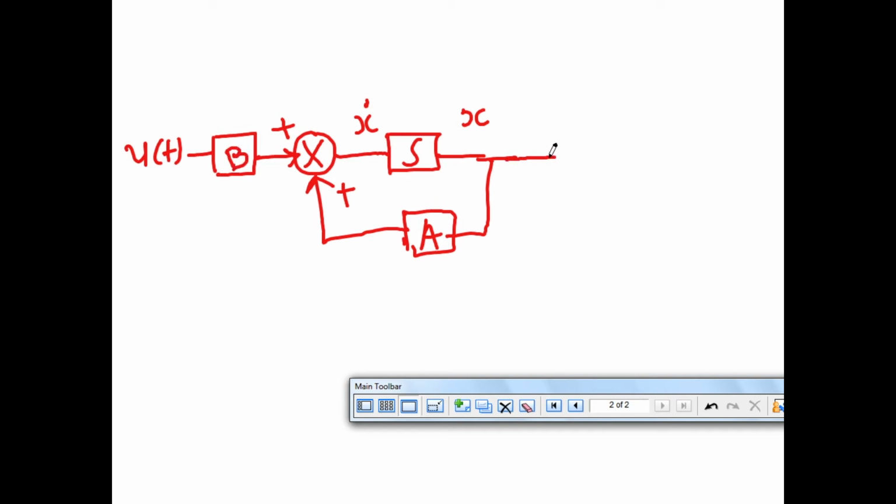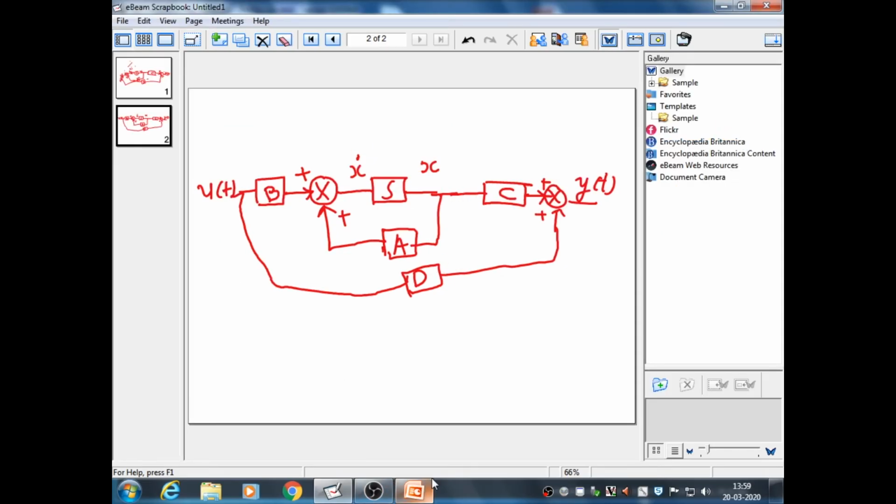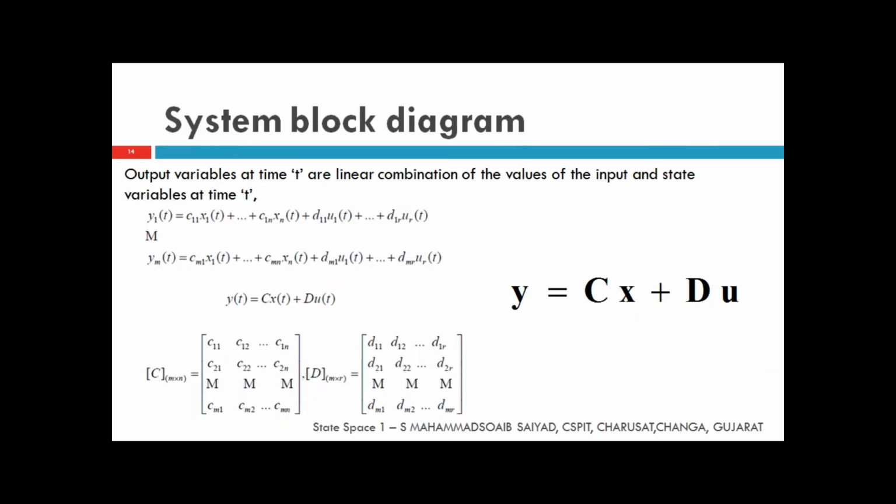Now we have to multiply it with another block: y is equal to c into x plus, there will be a summation point with a plus and a plus, and we get the other part, which is d into u of t. So I take one block, d, which is multiplied with the input signal, and at the output side we get y of t. This diagram is nothing but the state diagram. As I said earlier, we have this diagram like this.